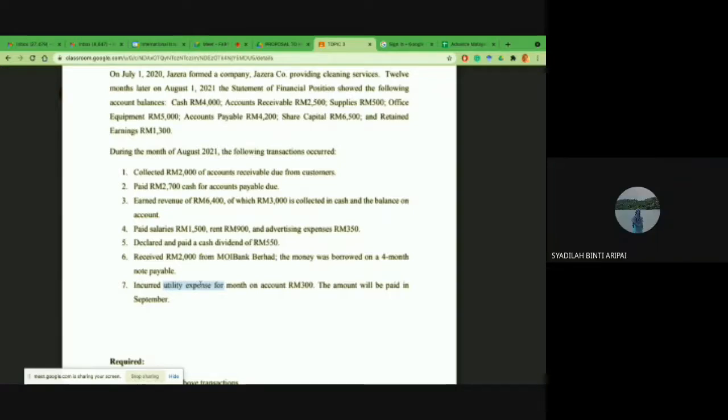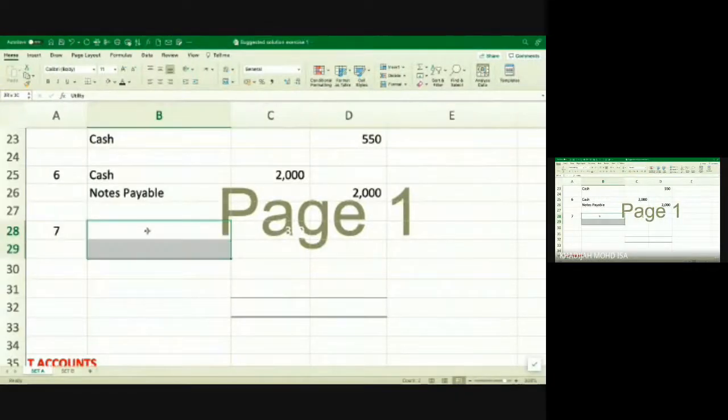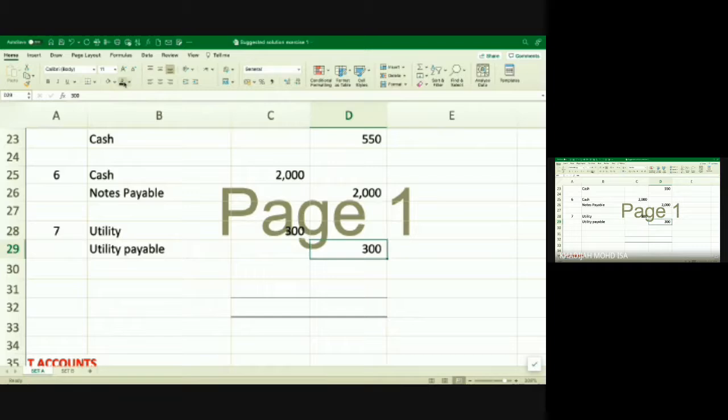No, you're going to pay that later. All right, so when you pay that later, and in this case, normally if you have payable here, you're going to have utility payable, right? So the accounts involved here, I suggest that you open up utility expense and utility payable. The amount is 300 each.